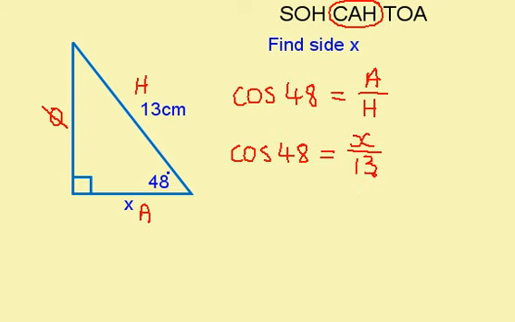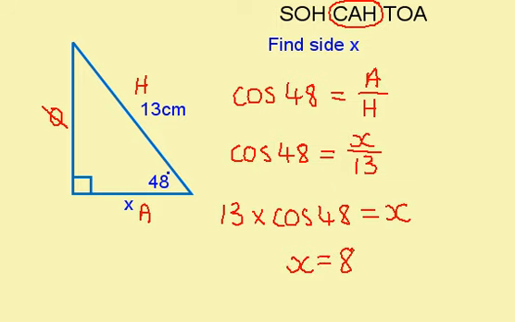Rearranging this to give me X, we have 13 times cos 48 equals X. We then type this into our calculator and it gives us X equals 8.70. Because X is a side, the units are centimetres. If your calculator does not give you 8.70 centimetres, check that you're working in degrees.